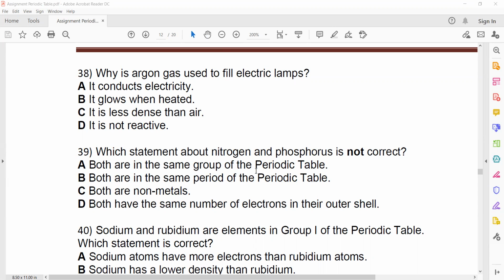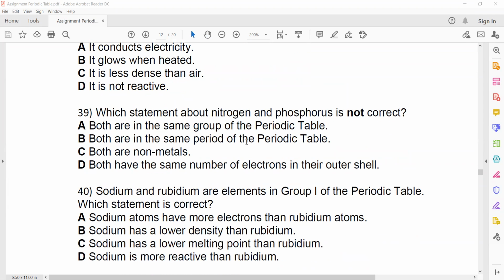Which statement about nitrogen and phosphorus is not correct? Now you can use the periodic table. You will find nitrogen and phosphorus both belong to group 5. The question is which is not correct. Yeah, both are. It can, because if two elements belong to the same group, they cannot be in the same period, because to be in the same group, they belong to different periods.